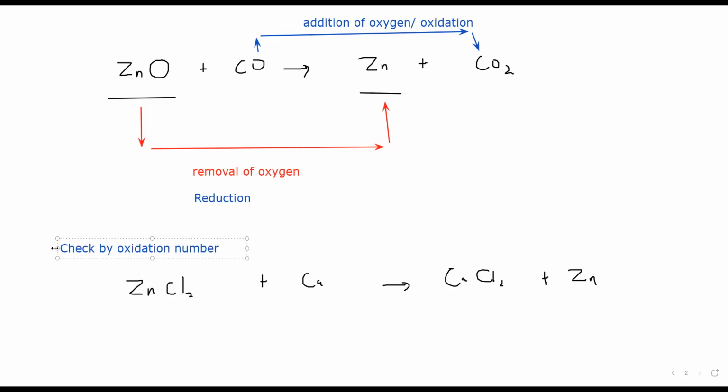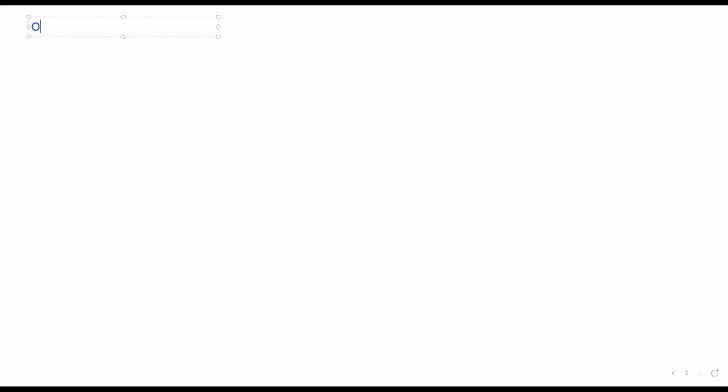But what is the oxidation number? Oxidation number is the charge that appears on the element when they form a compound. Yes, it is like a valency, the same as a valency.